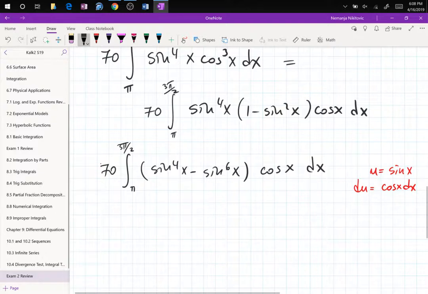So now you have the integral of u to the 4 minus u to the 6 du, and then boom.